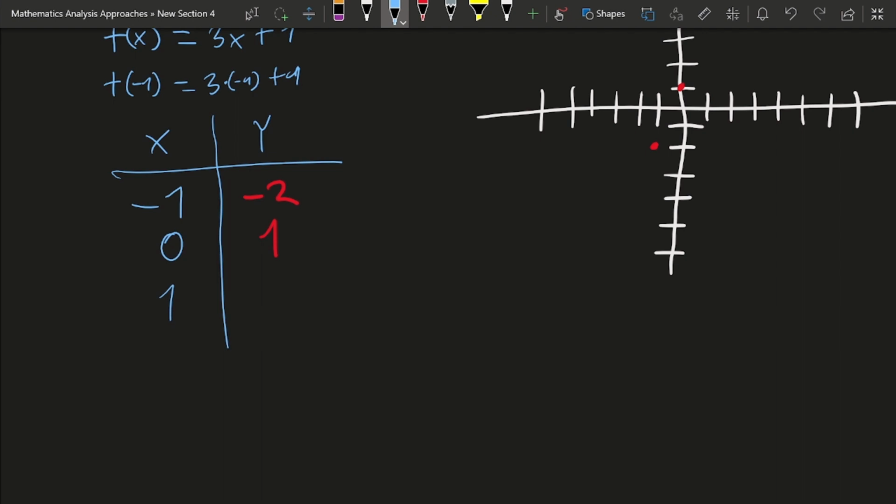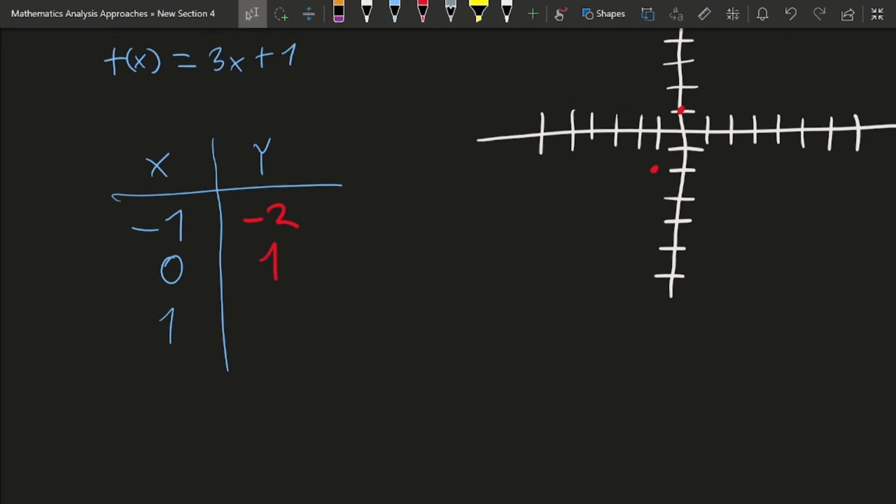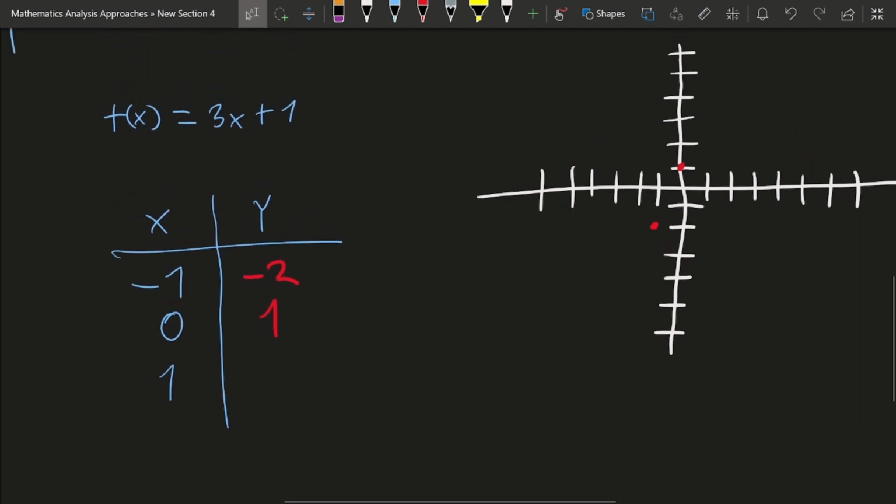F of 1. 3 times 1, that's 3. Plus 1, that's 4. So at 1, the y value is 4. So 1, 2, 3, 4.